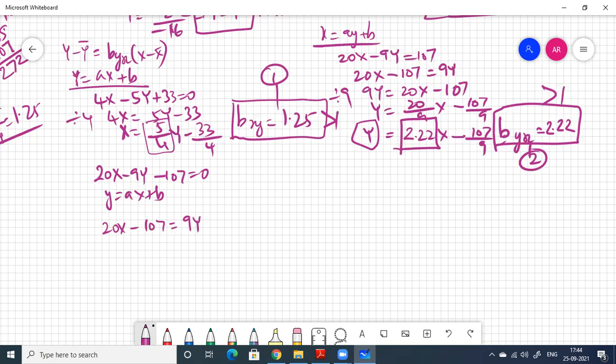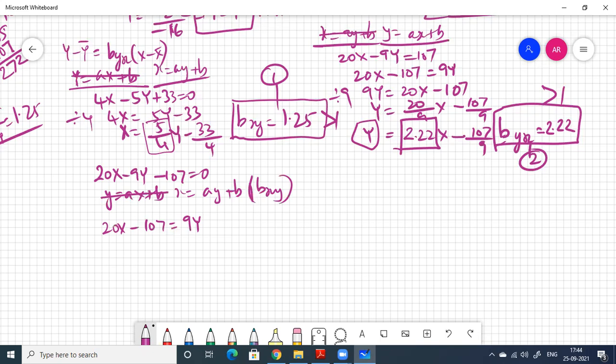No, you have to take x equal to ay plus b form here. And then y is equal to ax plus b form here. So you have to take x equal to ay plus b form. Then only you will get b of xy.